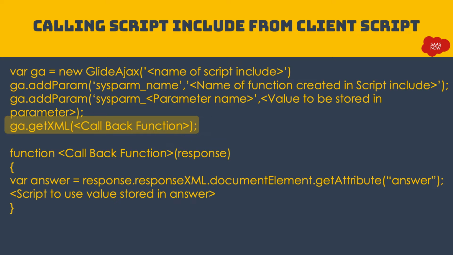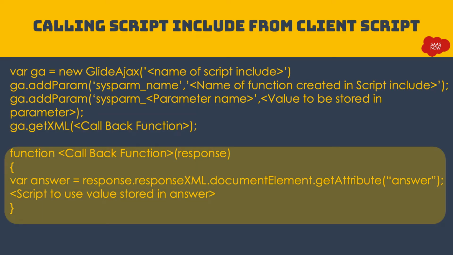ga.getXML. And you also define a callback function which you have to declare here, and then you call that callback function which returns the data and stores the value in the answer variable. So whatever parameter you send to your script include, it returns that data after using that parameter, and those results are captured in this variable called answer. So this is the syntax of how exactly you can use GlideAjax in ServiceNow.